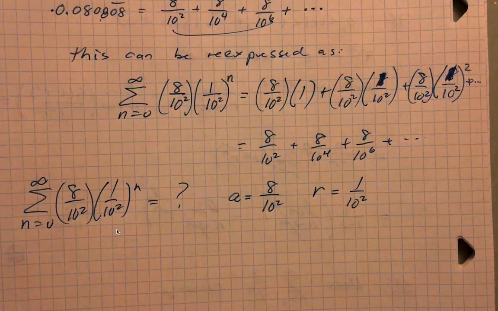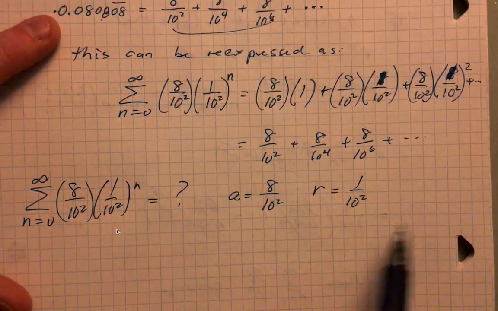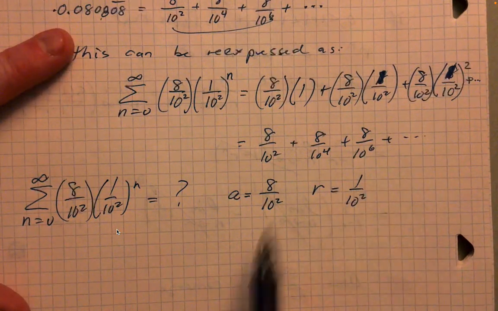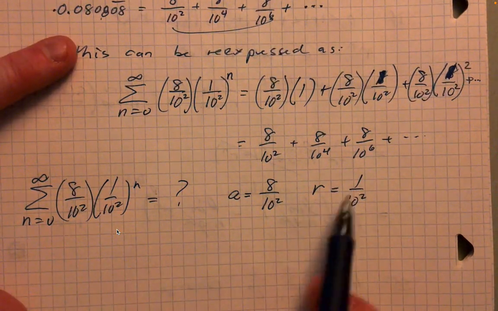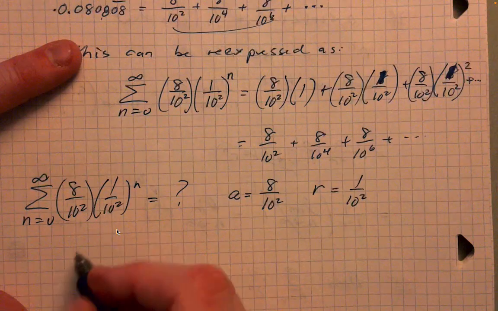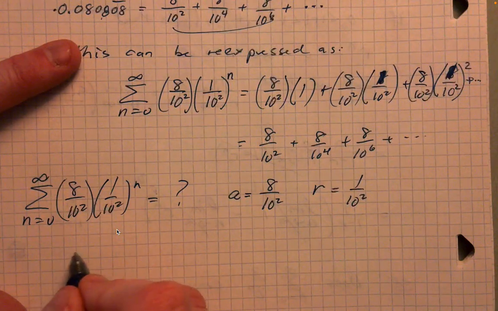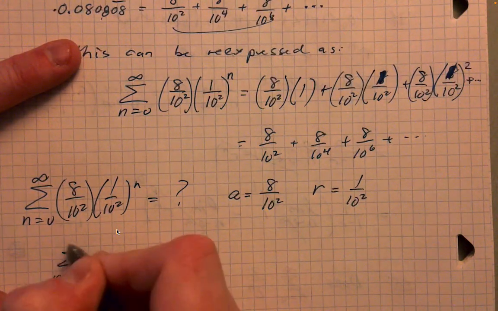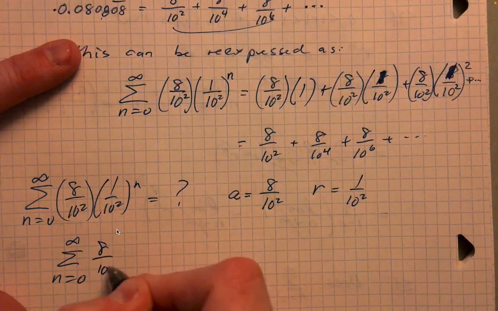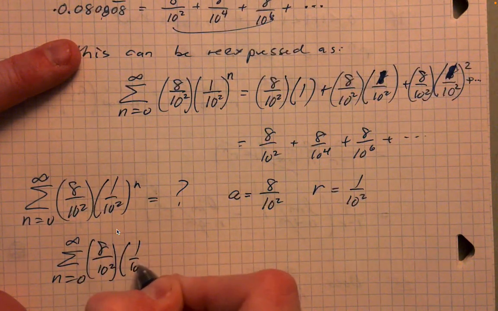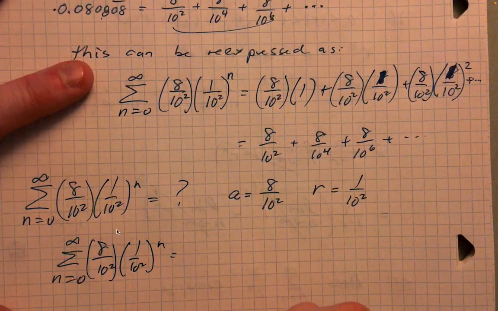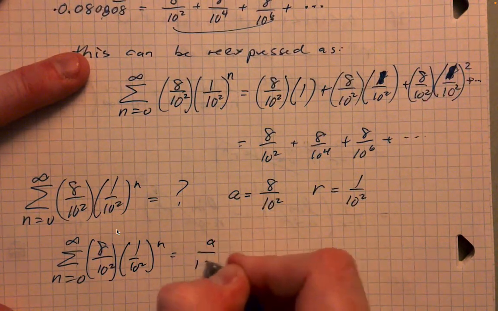So clearly this is going to converge, right? But what does it converge to? Let's show that it does what we want it to do. So the sum from n equals 0 to infinity of 8 over 10 squared times 1 over 10 squared to the nth power. Well, it's supposed to be equal to a over 1 minus r.